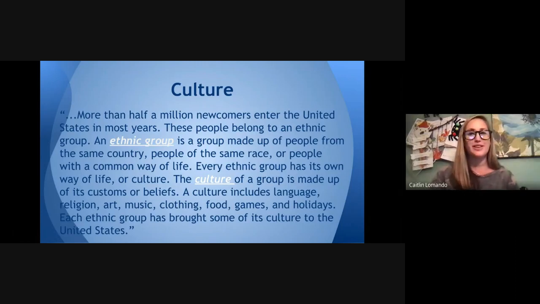More than 500,000 newcomers, that's more than 500,000 people, enter the United States in most years. These people belong to an ethnic group. An ethnic group is a group made up of people from the same country, people of the same race, or people with a common way of life. Every ethnic group has its own way of life or culture. The culture of a group is made up of its customs or beliefs. A culture includes language, religion, art, music, clothing, food, games, and holidays. Each ethnic group has brought some of its culture to the United States.